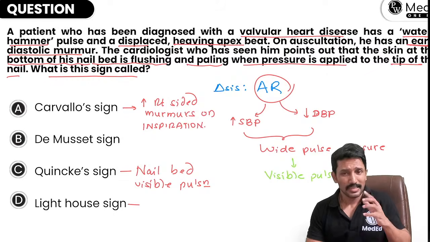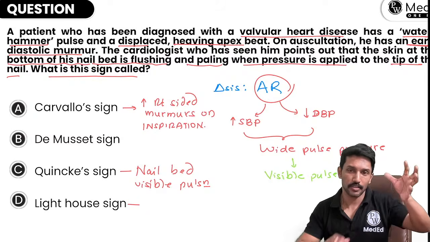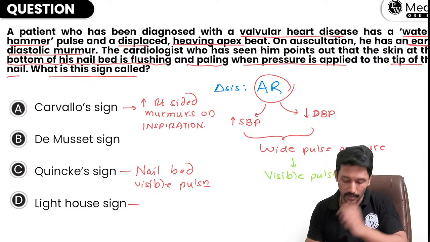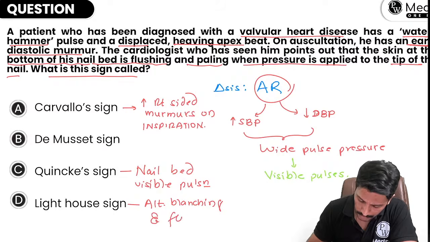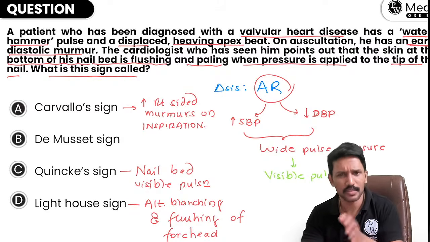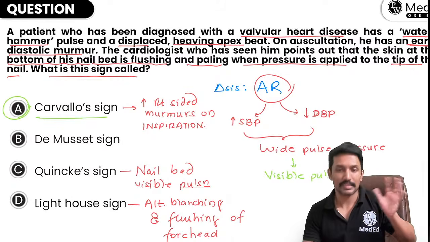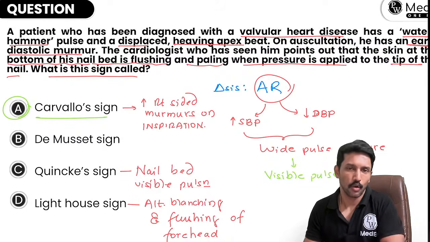Okay, what is lighthouse sign? Same thing, the visible pulsations on the forehead. In other words, if more blood gushes into the forehead during systole, it becomes red, and in diastole flow drops, so it becomes pale. So you will have alternating blanching and flushing, or paleness and flushing of the forehead, called the lighthouse sign. All of these are signs of AR except Carvalho sign, which is a sign of increase in murmur of the right side, that is PS, PR or TS, TR on inspiration.